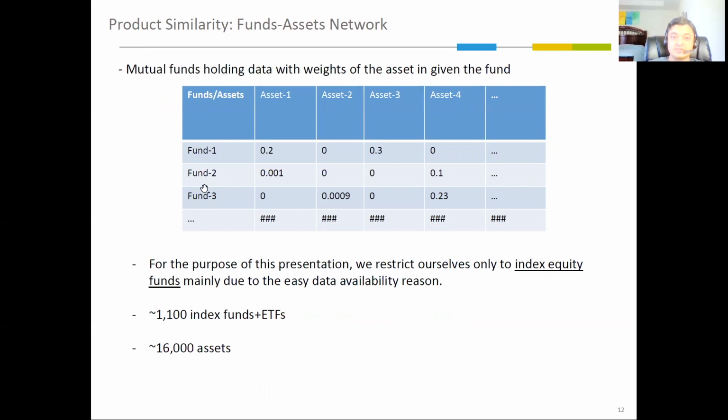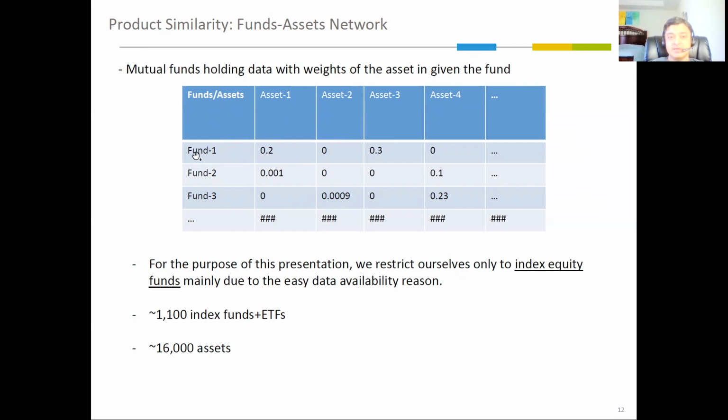So here is a typical data set for a snapshot in time. Funds are on the rows. Each row corresponds to a specific fund, and each column represents a specific asset. For example, Amazon, Google, Facebook, and so on. The entries are the portfolio weights of the particular asset in the particular mutual fund.